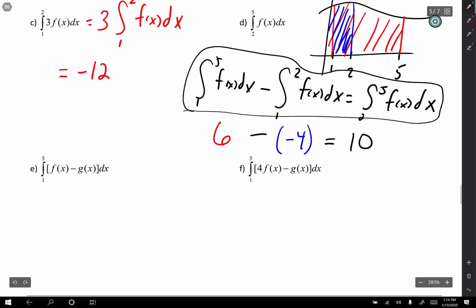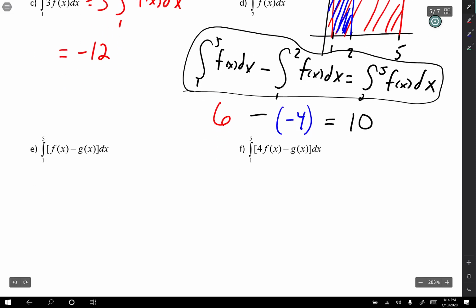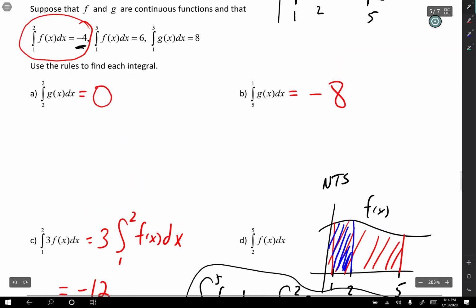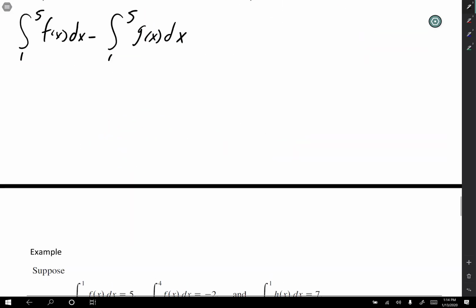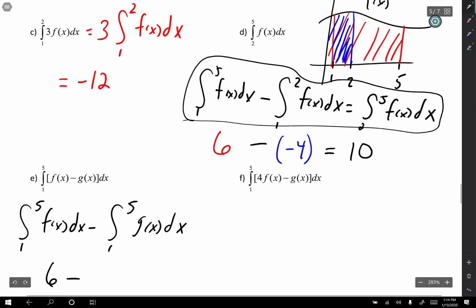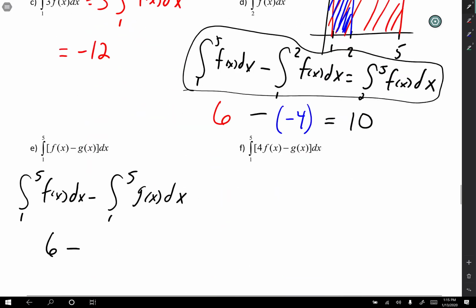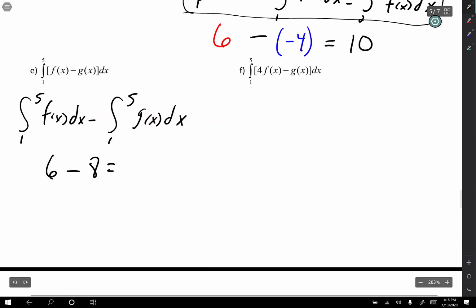All right, letter E, guys. I already have 1 to 5 for f of x. I already have 1 to 5 for g of x. I can just rewrite this: 1 to 5 of f of x dx minus 1 to 5 of g of x dx. What is it from 1 to 5 of f of x? 6. So 6 minus, and then 1 to 5 of g of x? 8. So 6 minus 8 is -2. Done.